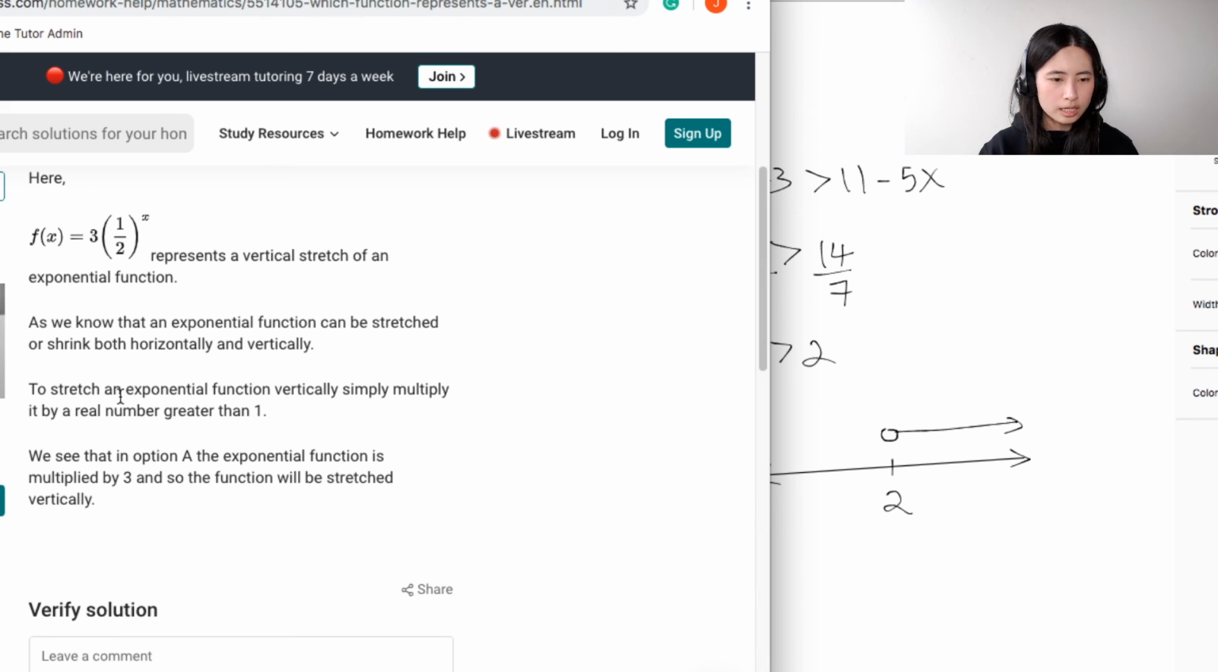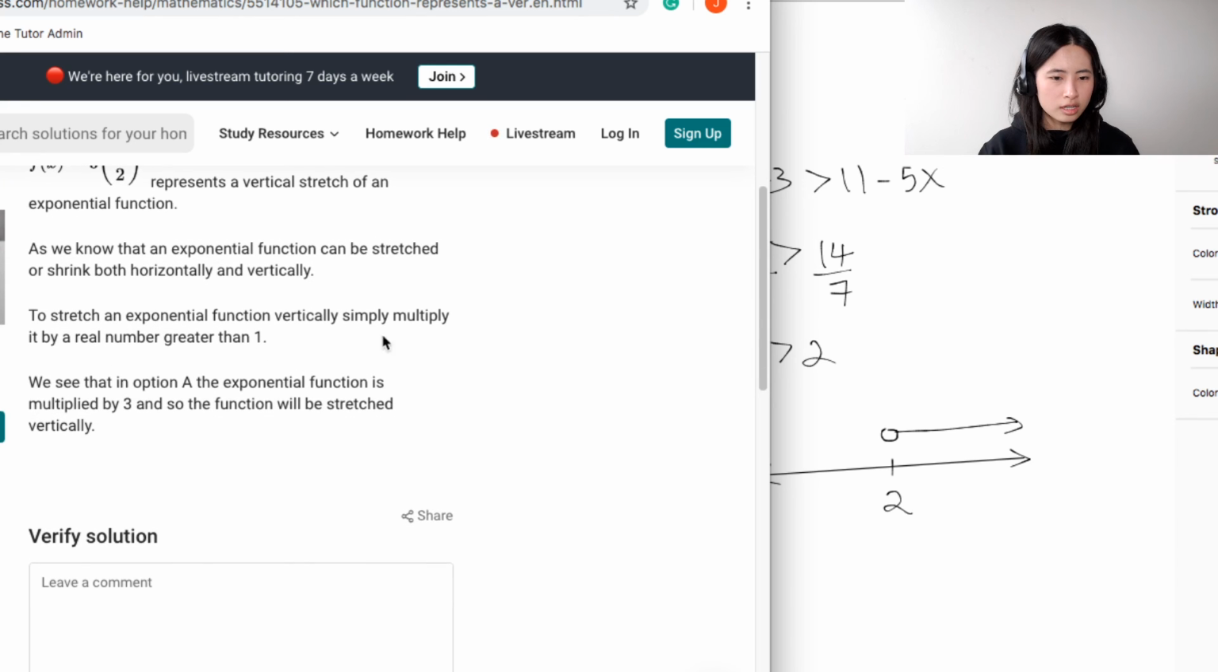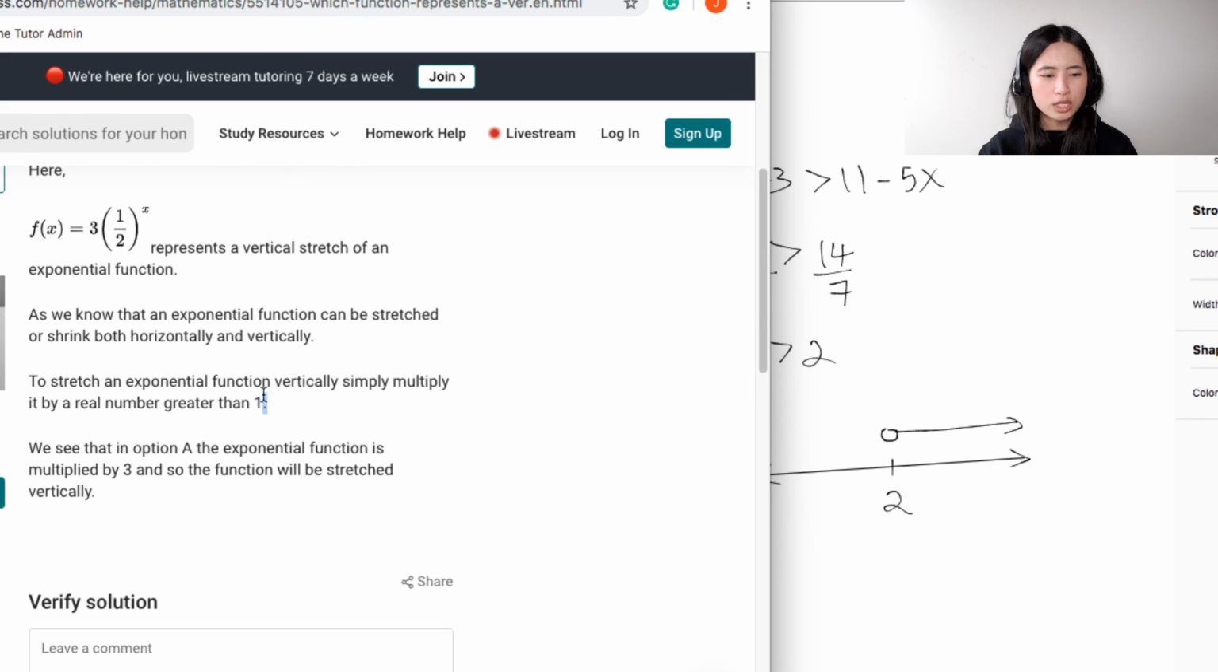To stretch an exponential function vertically, simply multiply it by a real number greater than 1. Okay, so when they're trying to express this statement, anytime you have a vertical stretch, the value that you multiply, which is considered a factor, needs to be greater than 1. And what that means is if you have a fraction, that wouldn't be considered a stretch. So that's what they're trying to say here.